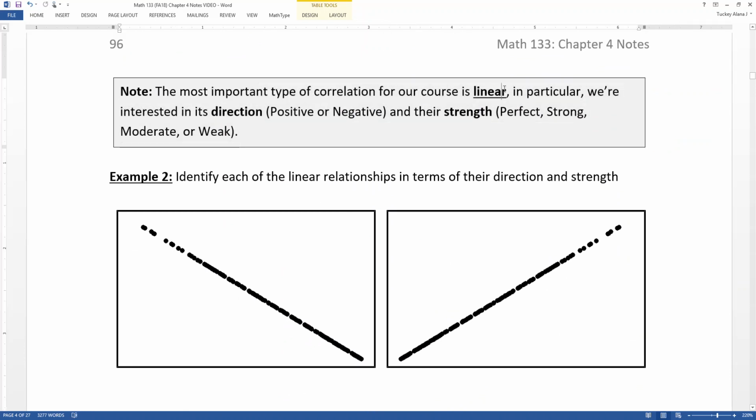In particular, we're interested in the strength and direction. So direction is, is it going positive or negative? And the strength, how strong is it? Now the perfect relationship is very strong. The best you can get is perfect. And then strong is next good. That's a word, next good. And then moderate, and then weak. And weak is terrible, or no relation whatsoever.